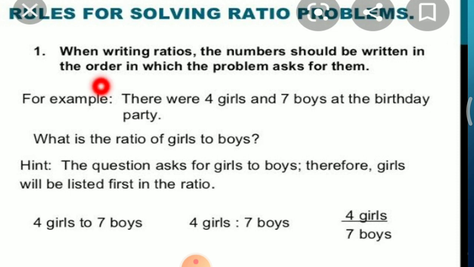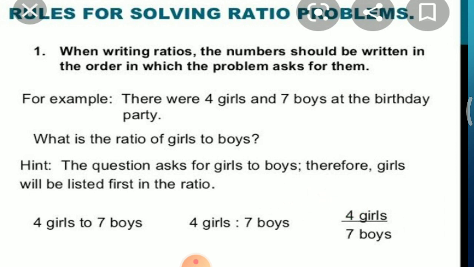So for this, when writing a ratio, the numbers should be written in the order in which the problem asks for them. Suppose there were 4 girls and 7 boys in the party. What is the ratio of girls to boys? The question asked for girls to boys. Therefore, girls will come first and boys after. So 4 girls to 7 boys means the ratio 4 to 7, that is 4 by 7.